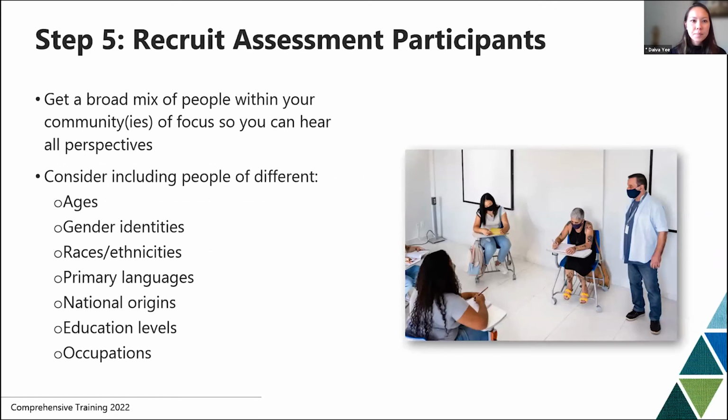Step 5. After we have our assessment team in place, we want to start recruiting our assessment participants. Think about getting a real broad mix of people within your community of focus so that you can hear all different types of perspectives. This might include people of different ages, gender identities, races or ethnicities, primary languages, national origins, education levels, and occupations. This is just a small list, but really think about how you can include every different type of perspective from the community of focus so that you can make sure that you're representing that community well.